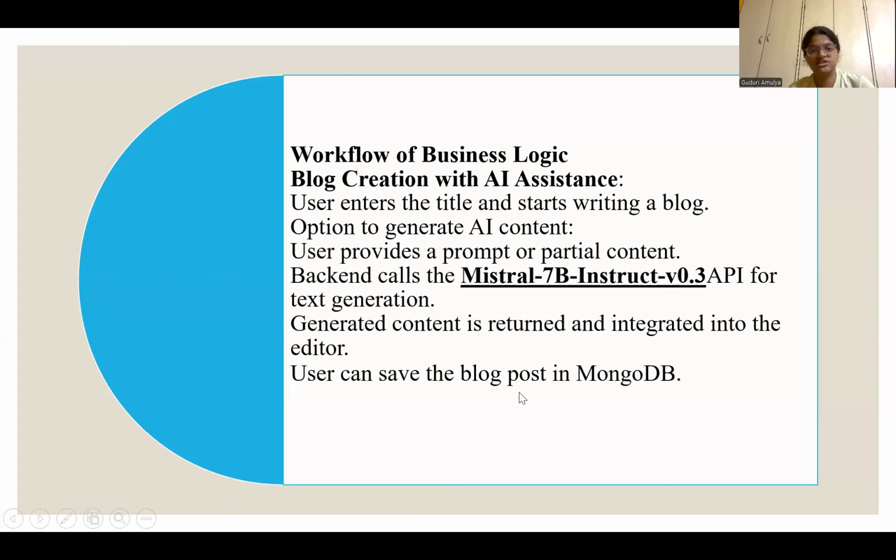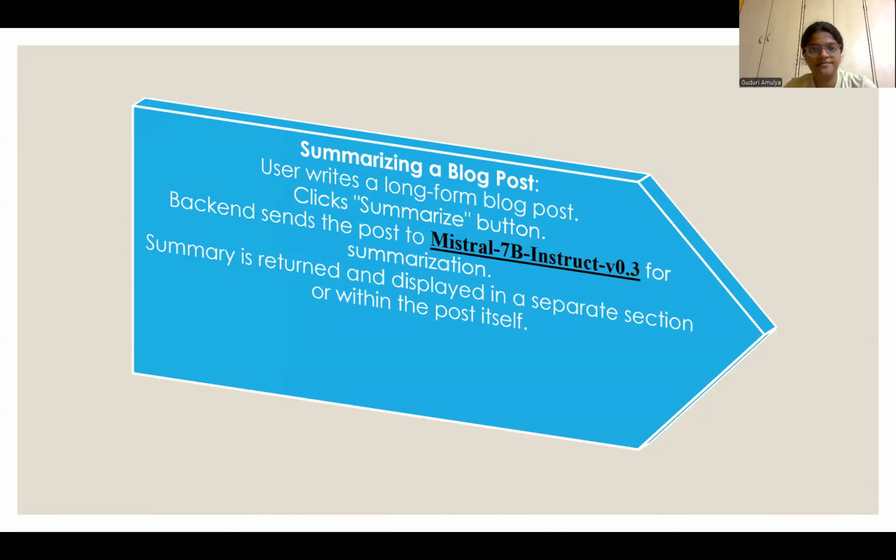So the workflow of business logic. The blog generation with AI assistance. So the user enters the title and starts writing the blog as we have seen earlier. And we had an option to generate using AI. So the user provides a prompt or partial content, and the backend calls the model Mistral 7B Instruct v0.3 API for text generation. The generated content is returned and integrated into the editor. The user can then save the blog post in MongoDB and then can post.